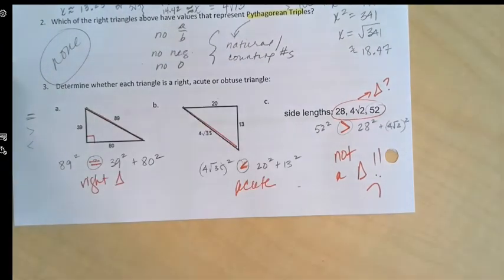Crying real tears over that one. So don't forget, whether it's acute, right, or obtuse, if you get an answer that's crazy off, go back and check to see if it even is a triangle. That's a great way that they like to try to trick us. Good news is we're smarter than that.